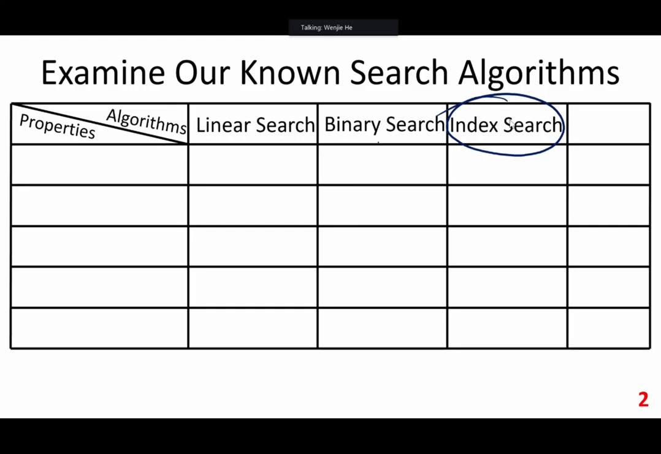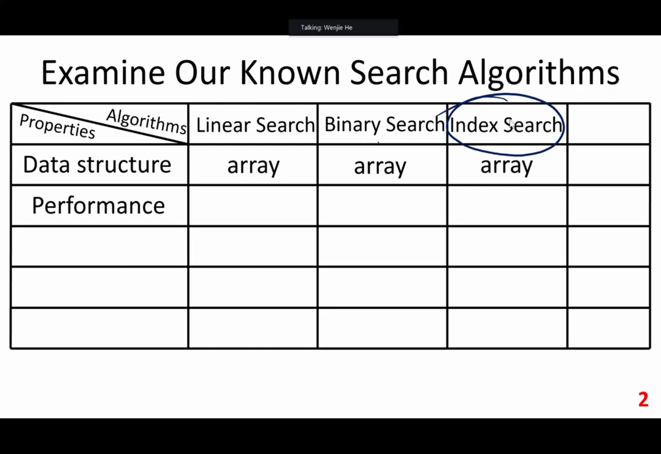But here, for inspiration, we want to put it here. Although in a real world situation this index search is useless, it has some very nice properties that can inspire us to design our hashing search algorithm. Data structure, we all use array here.